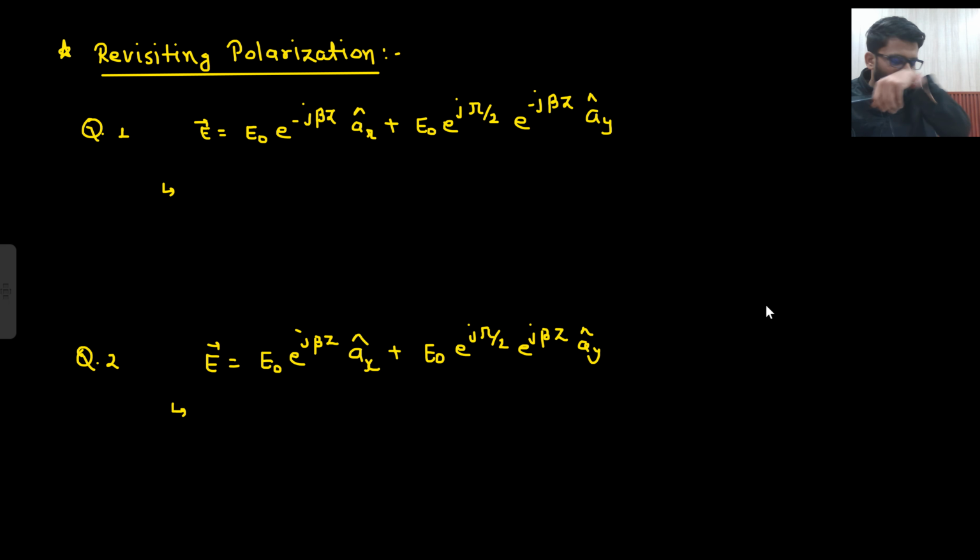So this is the first question. You need to tell what kind of polarization is there. So what is the phase shift? You can see the phase shift is pi by 2. What about the magnitudes? The magnitudes are equal. If the magnitudes are equal and the phase shift is pi by 2, what is the answer? Circular polarization.